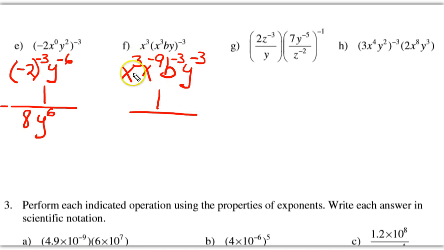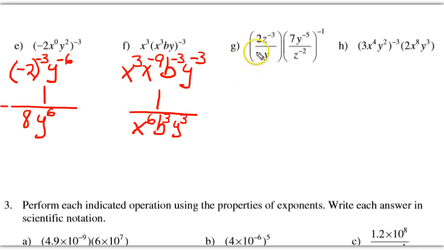Again, that's going to go down to the denominator as x to the 6th. And where did it come from again? 3 minus 9 is negative 6. To make it positive, we move it across the division bar, and it becomes a positive exponent. And these others just go down. B to the third, y to the third. So again, not too difficult, but you need to follow the rules.